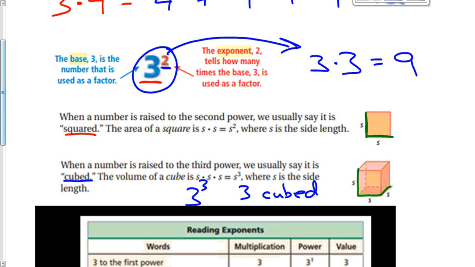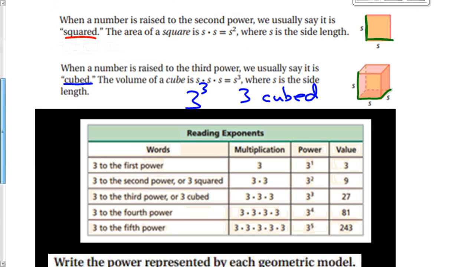All right. Moving on here to this chart. This just shows you different powers, or exponents. So 3 to the first power is 3 on its own. 3 to the second is 9. 3 to the third is 27. 3 to the fourth is 81. And 3 to the fifth is 243. And remember, those exponents will tell you how many times you're going to multiply that number.